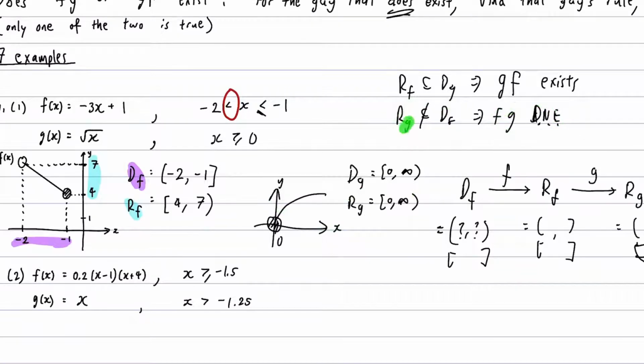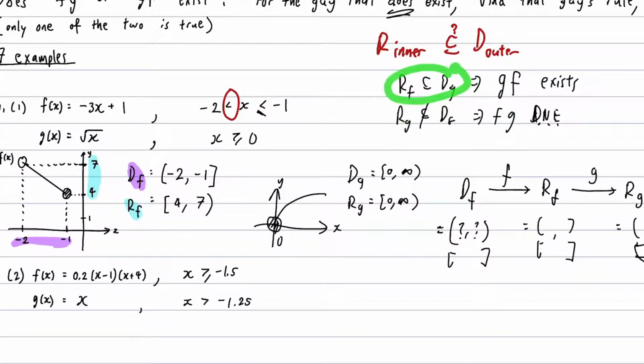You must always think inner function first, then outer function. You always check whether the range of the inner is a subset of the domain of the outer. So here is inner, there is outer. G is inner, F is outer, and you write it as FG. Then you check the other direction.